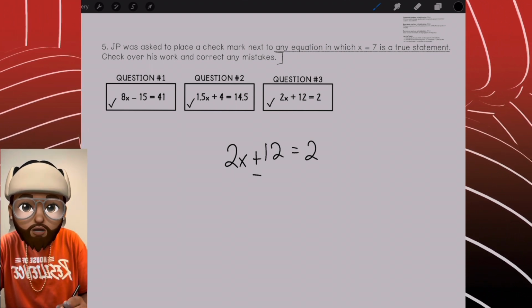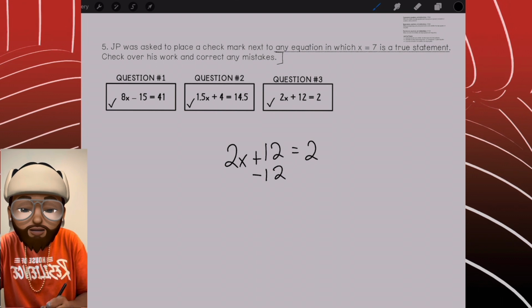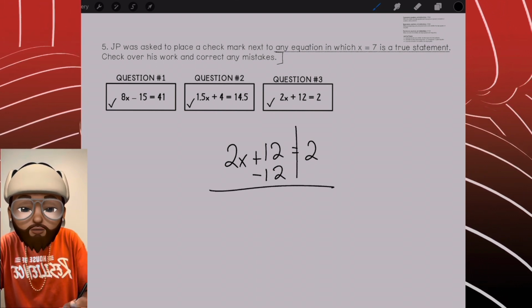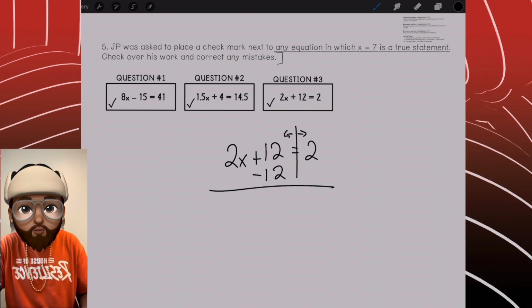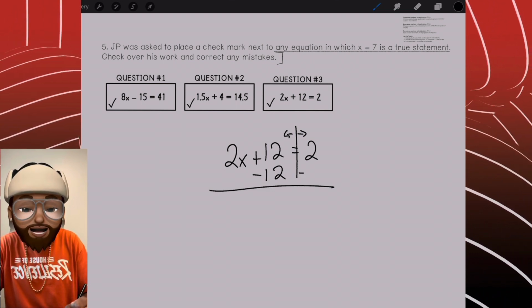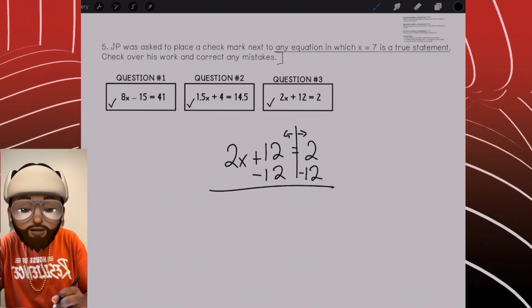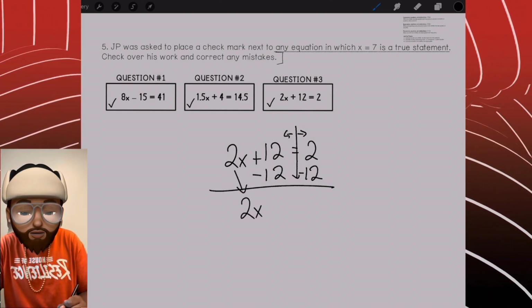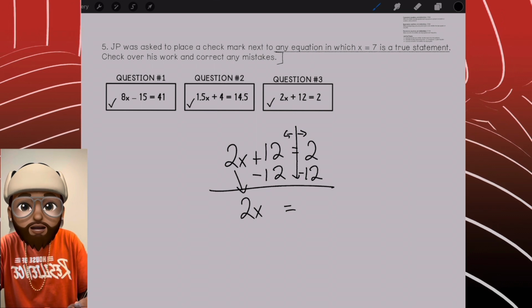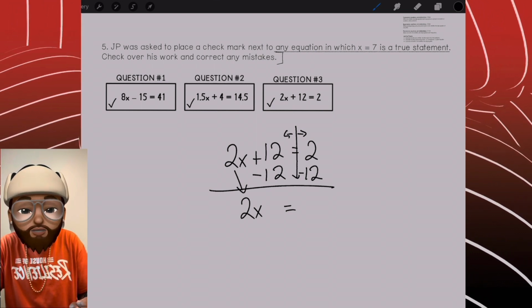So plus 12 minus 12 will give us 0. But whatever we do to this side of the equal sign, we must do to this side as well. So we need to subtract 12 from this side as well. We're going to bring this 2x down. We're going to bring the equal sign down. And we're going to do 2 minus 12.